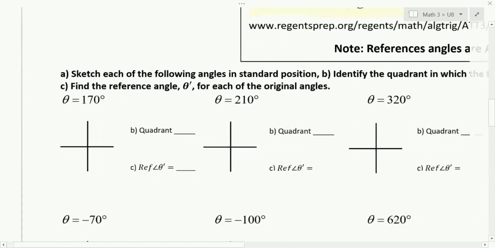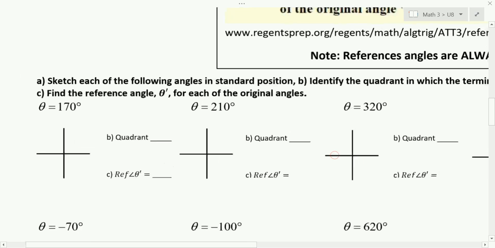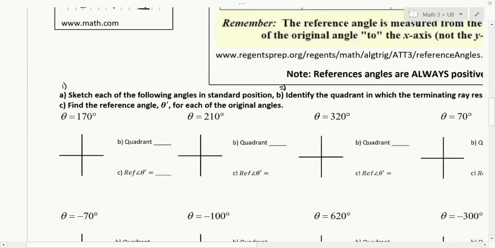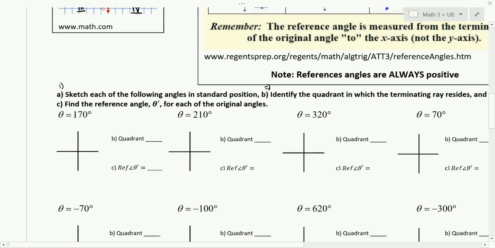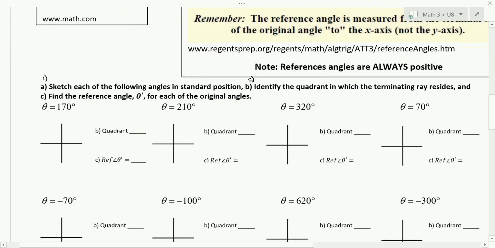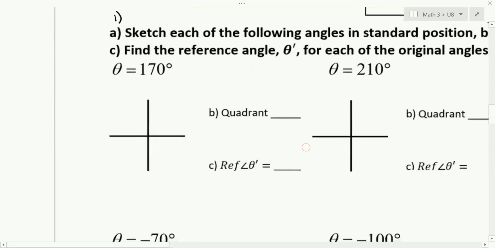So here we're asked to do a few things. A, sketch each of the following angles in standard position. And then B, identify the quadrant in which the terminating ray resides. And that's what we're going to do, just A and B right now, and then we'll talk about C, finding the reference angle. Okay.